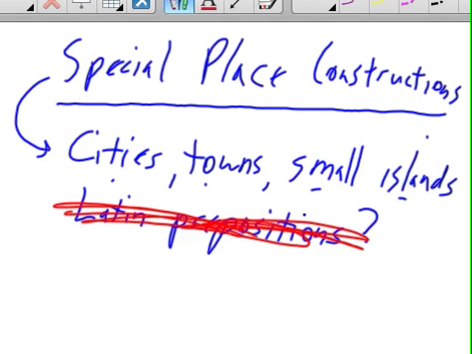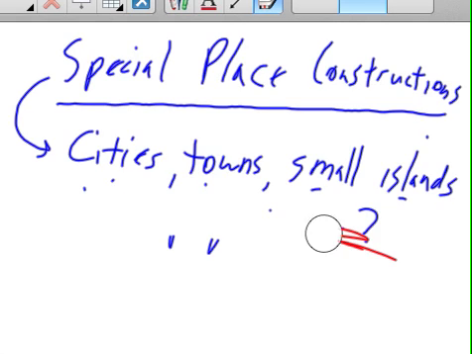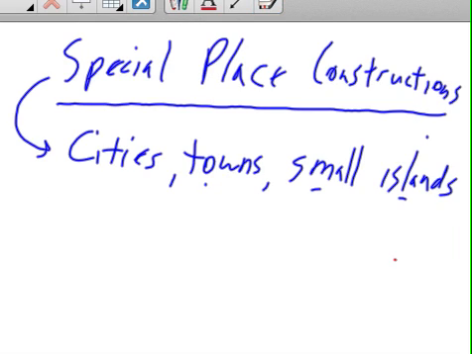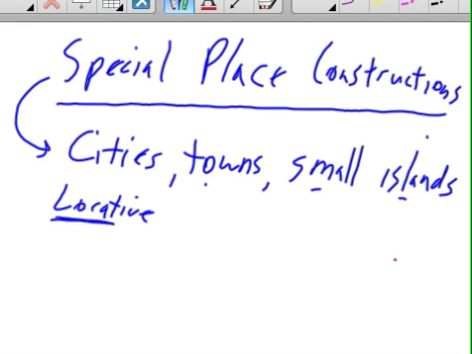No! No, no. Okay, so what happens with cities, towns, and islands? You have to know the dictionary entry, or you have to know what declension a word belongs to. Okay? For example, if I want to say in Rome, we're going to use what's called the locative case, because it tells you the location. In Rome, locative case, the location.